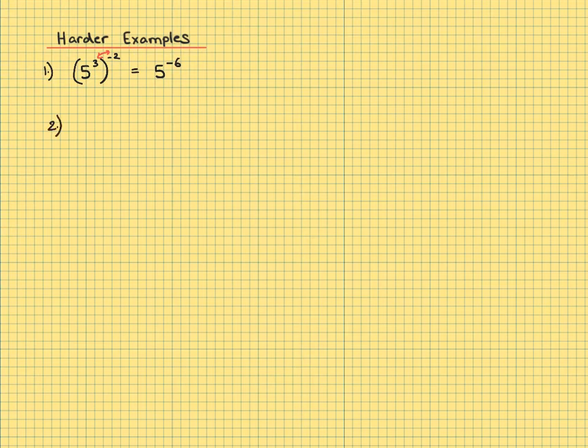Now, let's try this example. I have 2x to the power 4 all to the power 3. Now, be very careful. Let's write this out in full, because what we have is 2x to the power 4 multiplied by 2x to the power 4 multiplied by 2x to the power 4. And you looked at some examples like this in the last lesson. We need to make sure we remember to multiply 2 by 2 by 2 to give us 8.